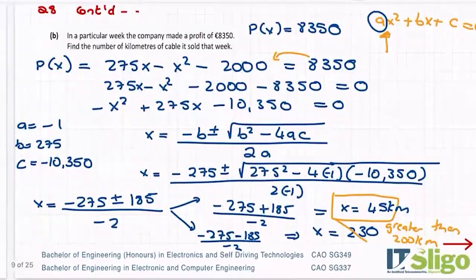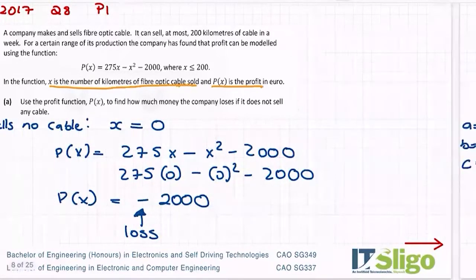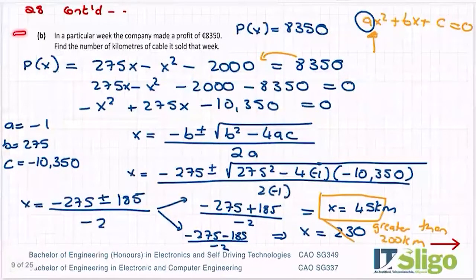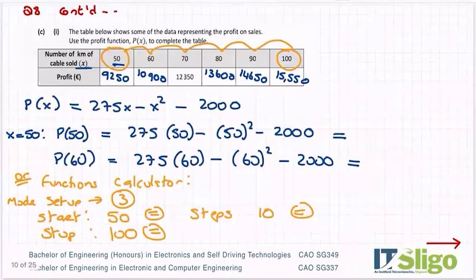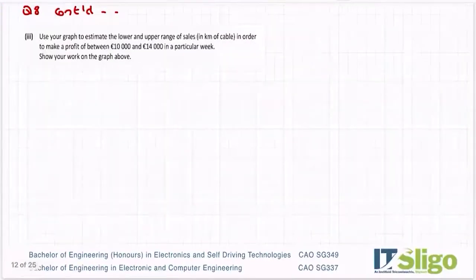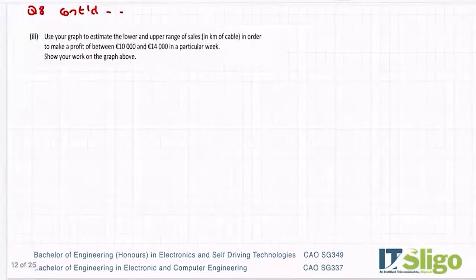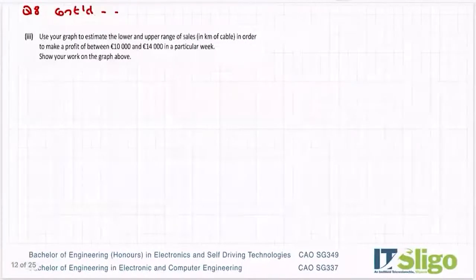So just to give you an indication for some marks in case anybody was worried if you couldn't finish it. Part A here was 5 marks. Part B, the quadratic, was 10 marks. Part C, the table and the graph were also 10 marks. So well worth being able to do the table and the graph. Sorry, the table was 10 marks and the graph was 5. So 15 for the table and the graph.